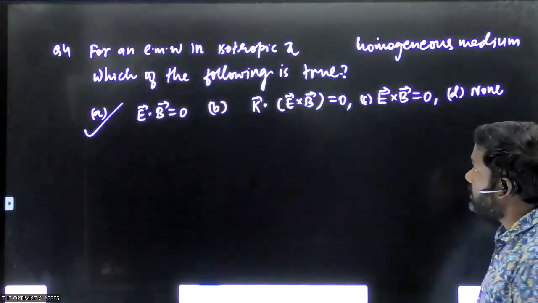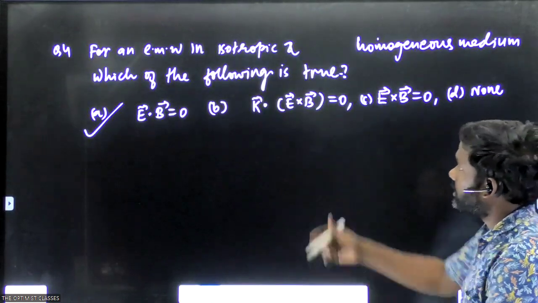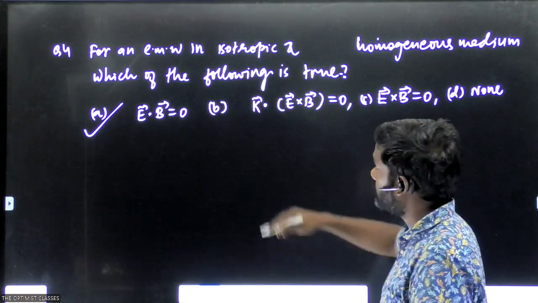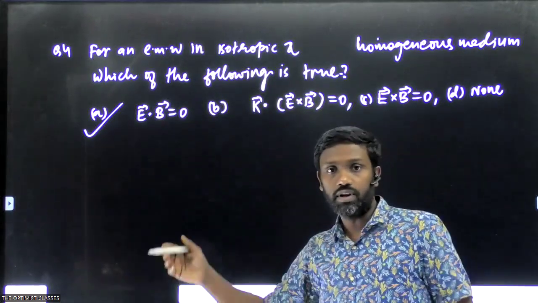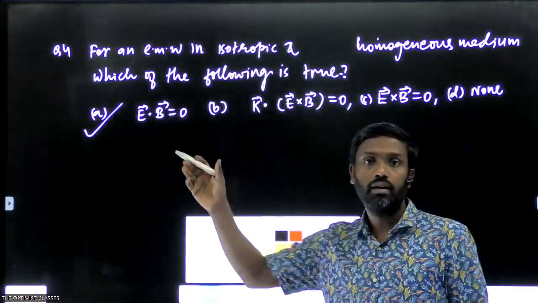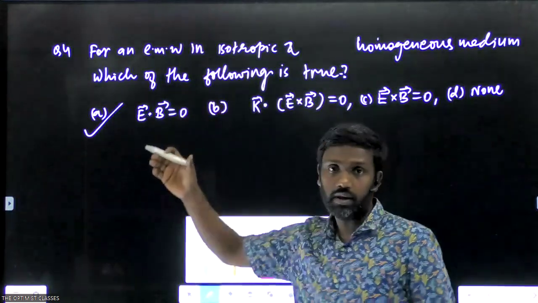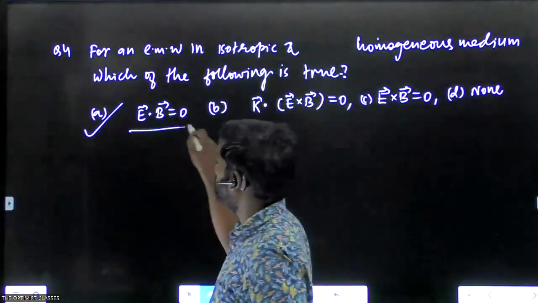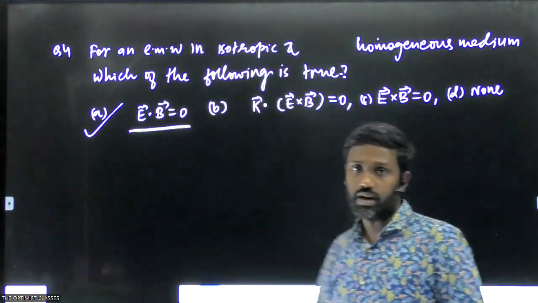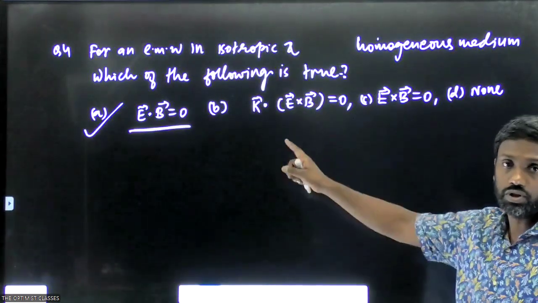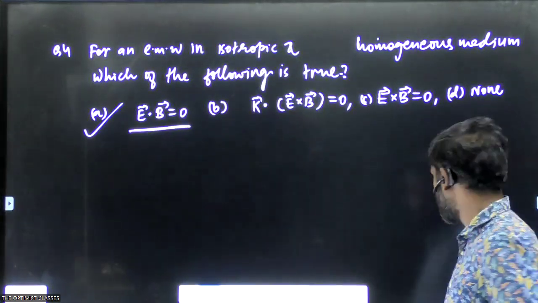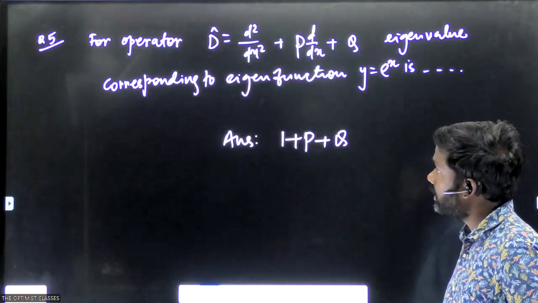The next question is related to an electromagnetic wave propagating in an isotropic and homogeneous medium. The question says, which of the following is correct? We know that in a plane electromagnetic wave, the electric field and magnetic field are perpendicular to each other, so the dot product has to be 0. Therefore this option is correct. I think all these must be 1-mark questions, because these are extremely easy questions.